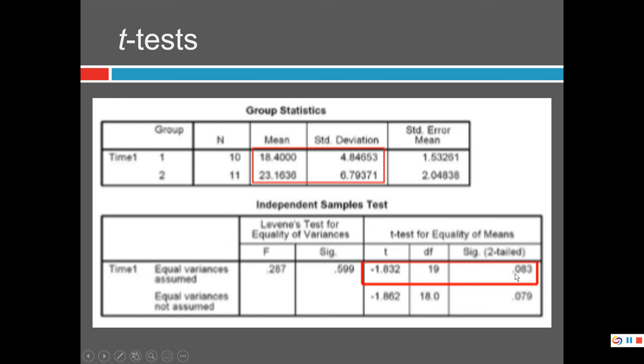If it's not significant, use the top. That's usually going to be the case. But if it is significant and there's a correction needed, you use the bottom.